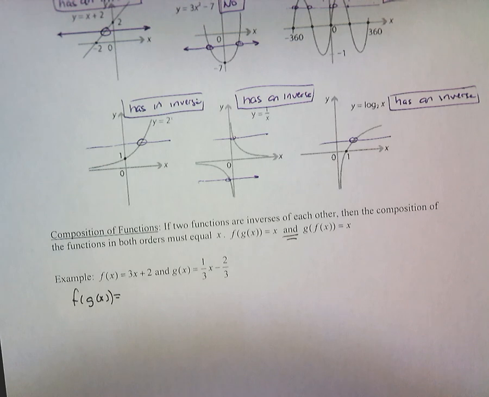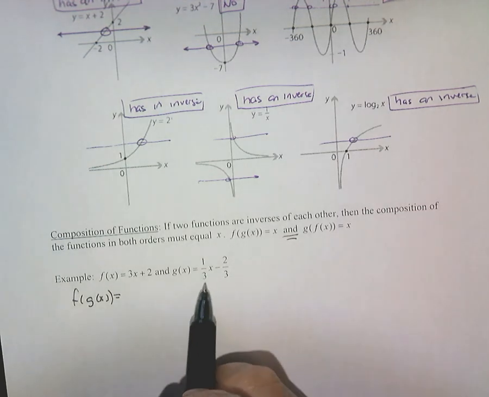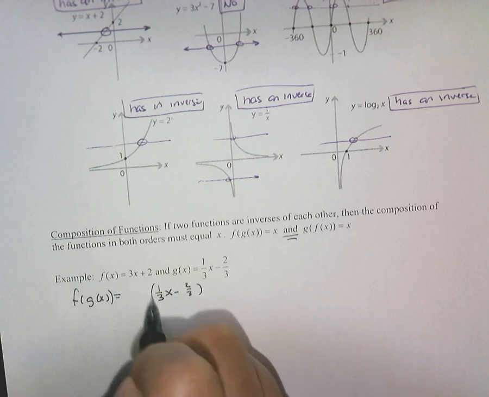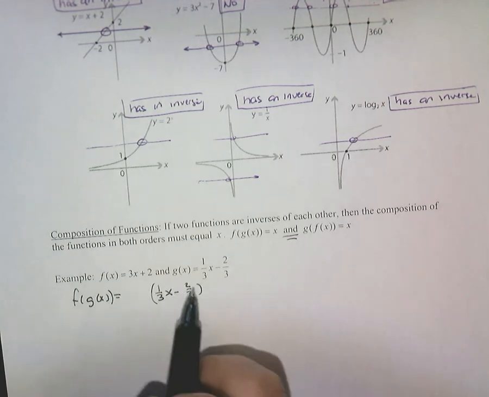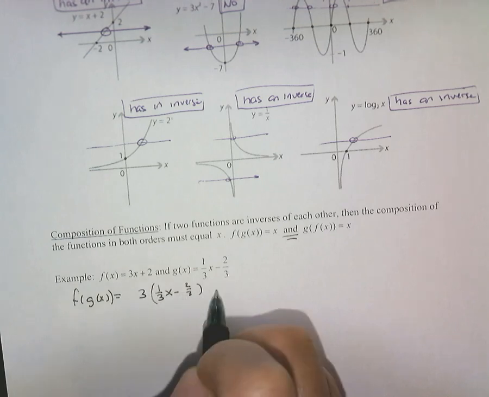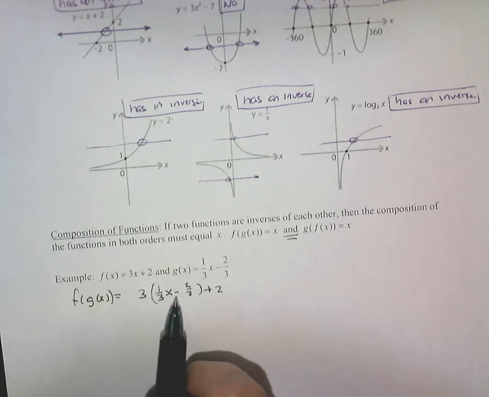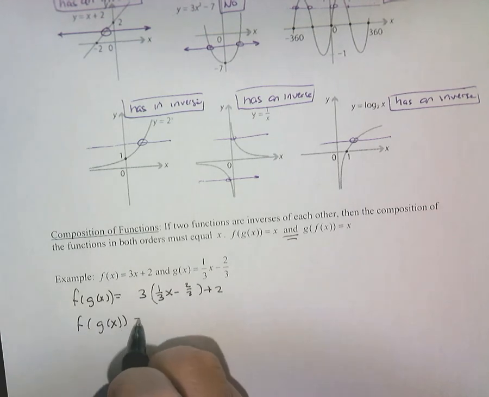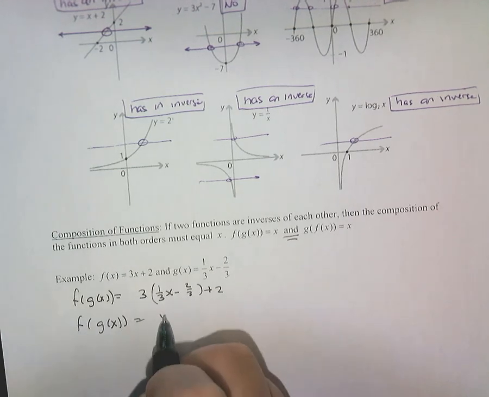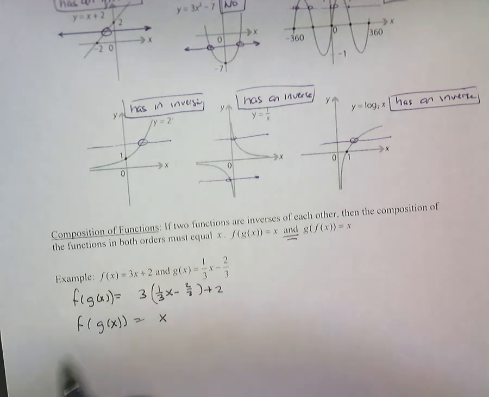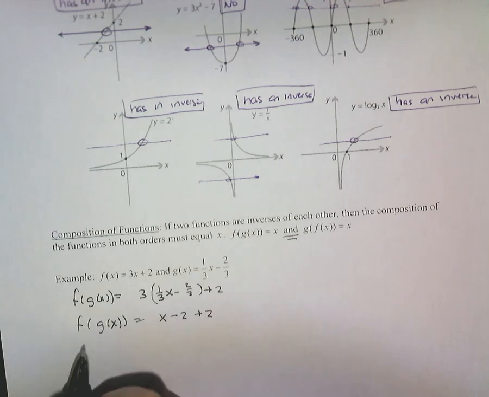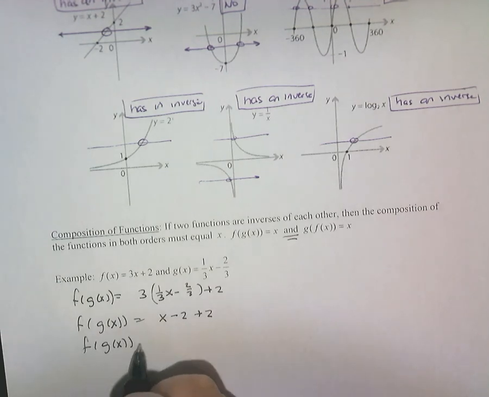I would get g of x is this 1/3 x minus 2/3. I'm replacing this x with this function, so I'm going to put 3 in front and then a 2 at the end. So 3x plus 2. Then I just have to work the algebra. 3 times 1/3 is 1, so I get 1x. 3 times negative 2/3 is negative 2. And then I have a plus 2. So f of g of x is going to equal x.